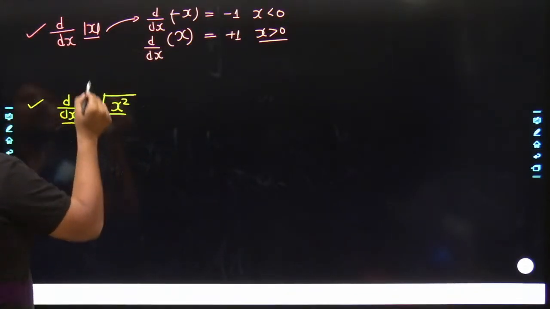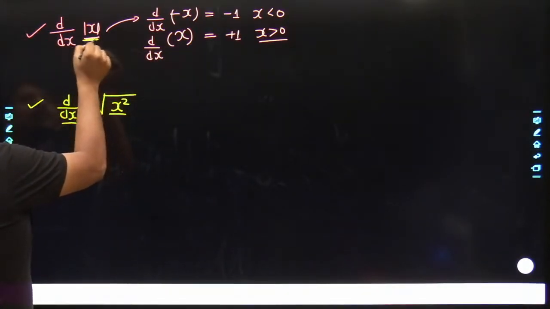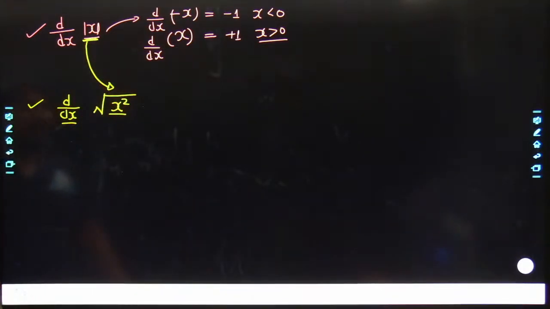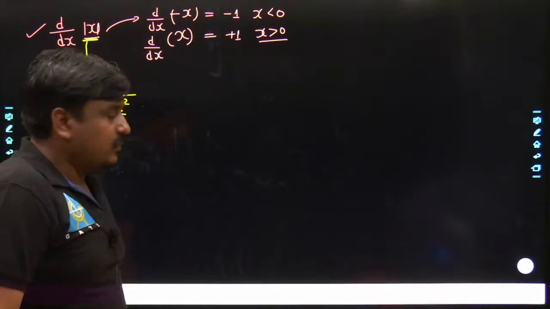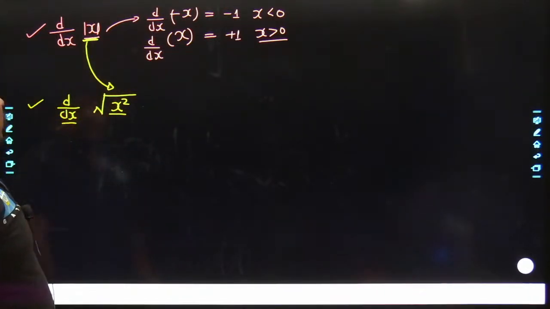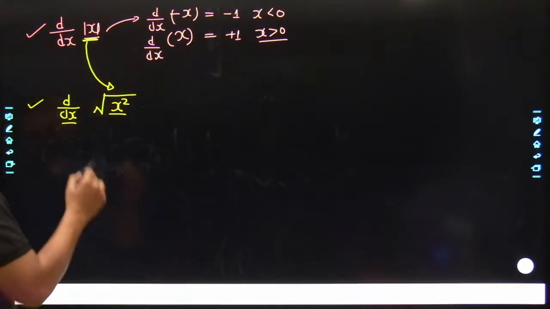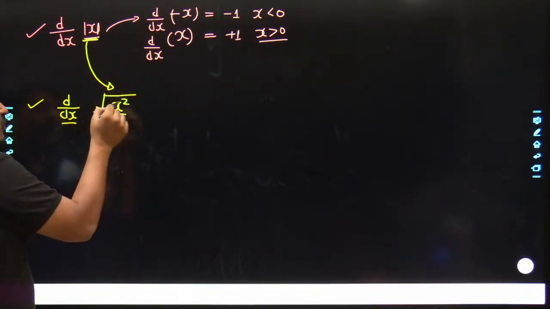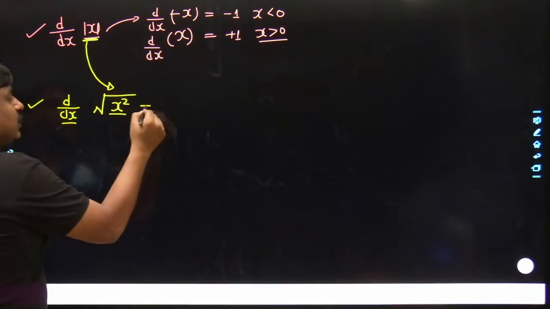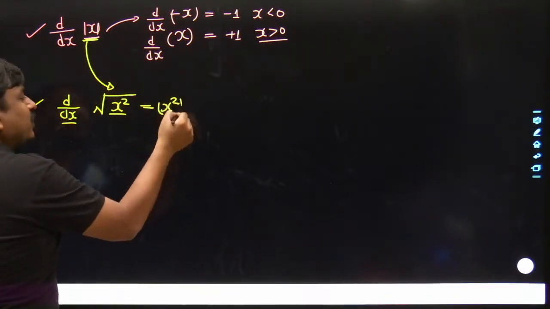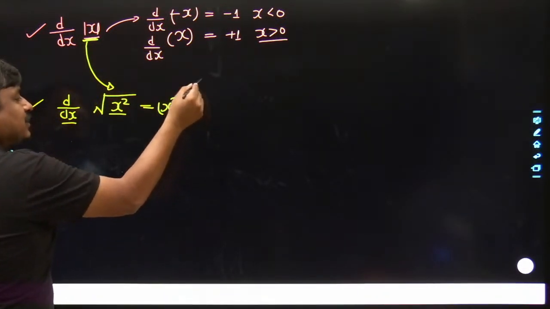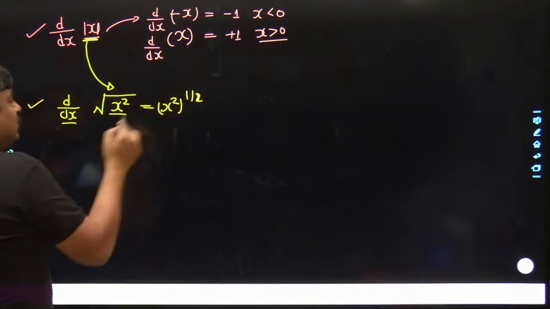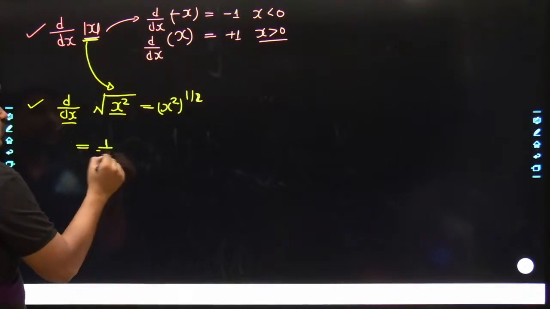So rather than writing mod of x, can't I write mod of x as root over x square? Obviously I can. Now I would be differentiating root over x square. At the very beginning it is x squared to the power of half, that is, x to the power of 2 to the power of half. Now nobody should cancel this half and 2. So at the very beginning, if I take its differentiation, the half would come out.